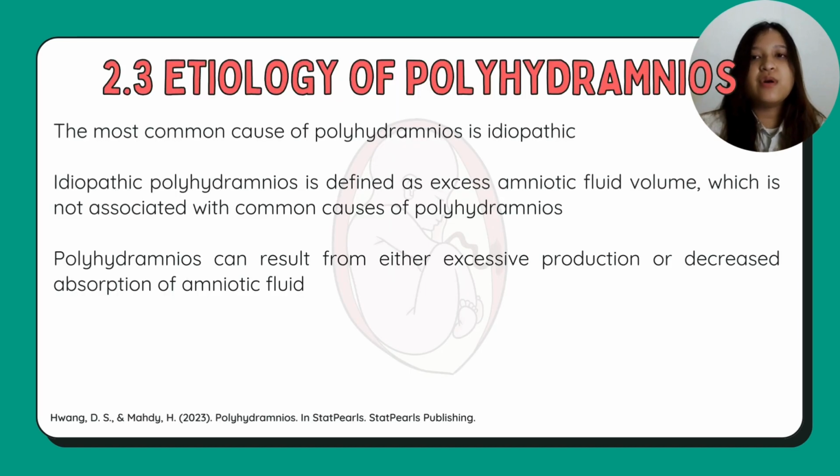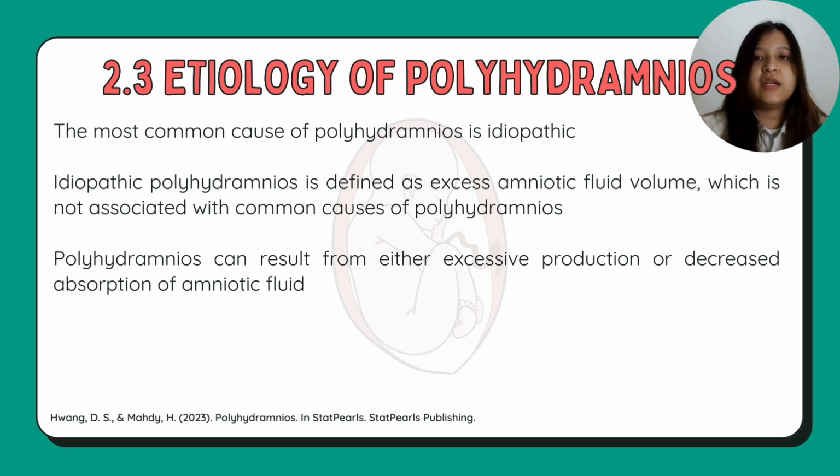And now I'm going to present about the etiology of polyhydramnios. So the most common cause of polyhydramnios is idiopathic. Idiopathic polyhydramnios is defined as polyhydramnios, or excess amniotic fluid volume, which is not associated with common causes of polyhydramnios, such as congenital fetal anomalies, maternal diabetes, isoimmunization, fetal infection, placental tumors, or multiple gestation.